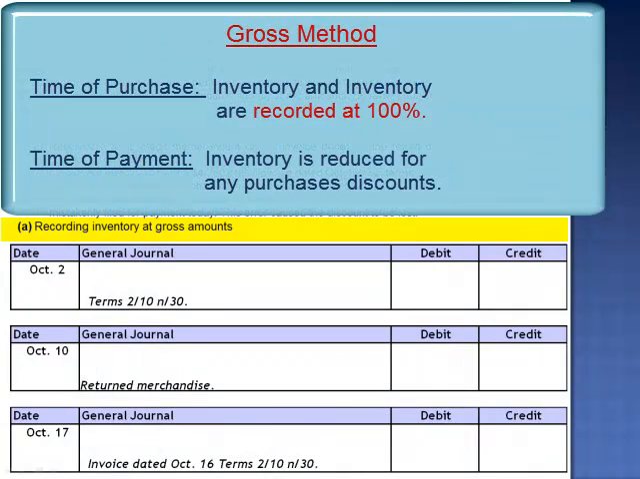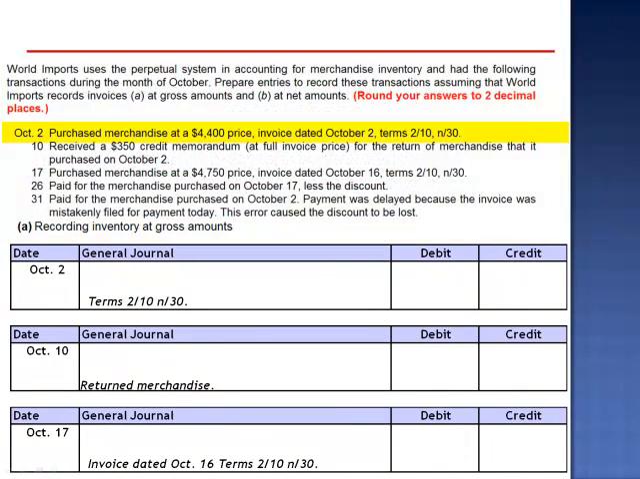When a company records inventory at the gross amounts, they ignore any possible savings as a result of the discounts until the actual payment is made. So on October 2nd, when they purchase merchandise at a $4,400 price, invoice dated October 2nd, terms 2/10, net 30, we don't assume that we'll take that 2% discount unless we pay within the discount period. The inventory is recorded at the gross amount. Debit merchandise inventory $4,400 and credit accounts payable.